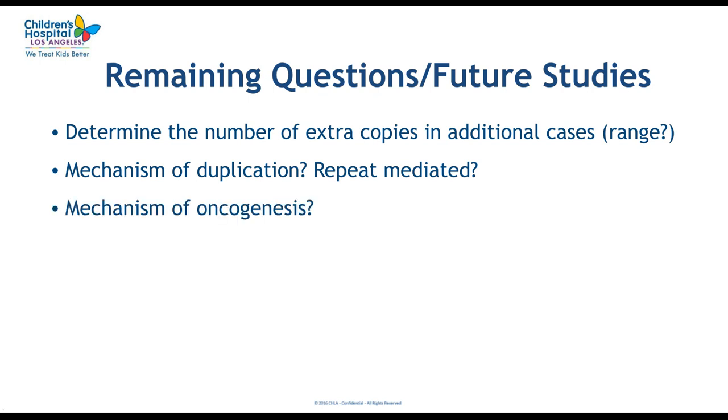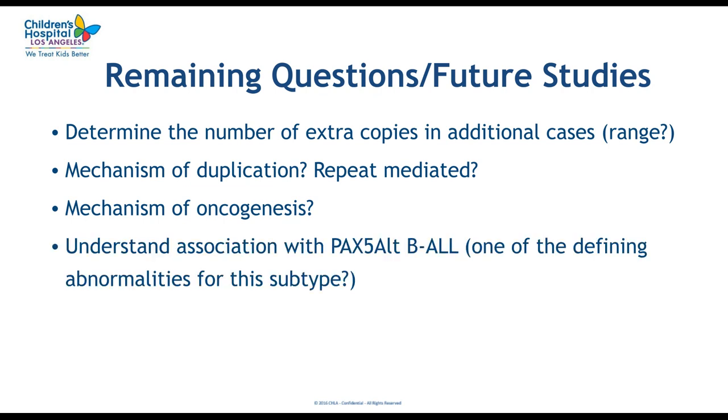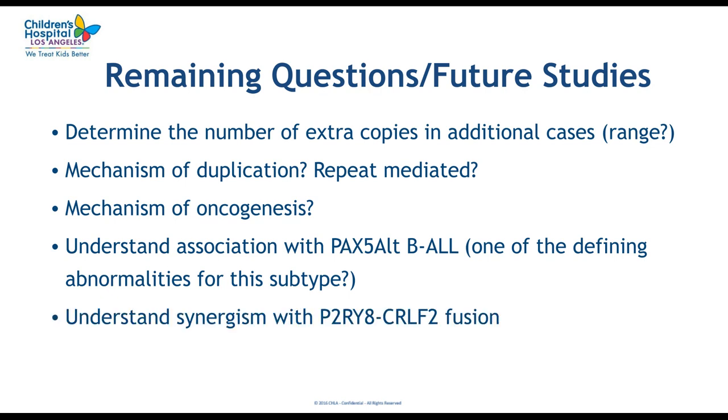What are the downstream effects on the PAX5 function and downstream PAX5 targets? And then it will be important to understand fully its possible association with PAX5 alt BLL. Is this really one of the genetic drivers associated with this particular subtype of the disease? And finally, another very intriguing question is to understand synergism with P2RY8-CRLF2 fusion, which seems to very frequently be seen in these cases that have PAX5 intergenic tandem multiplication.